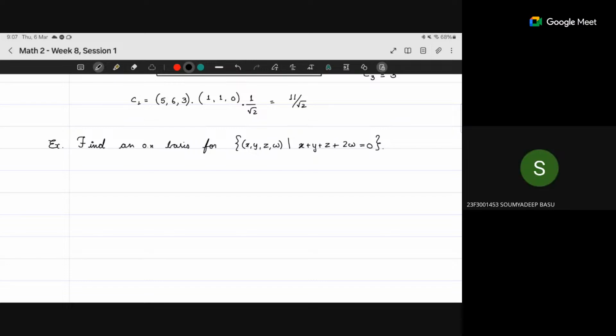Any orthonormal set is not a basis, right? It has to be maximal, right? So you need to give me three vectors which form an orthonormal set. Only then it's a basis.